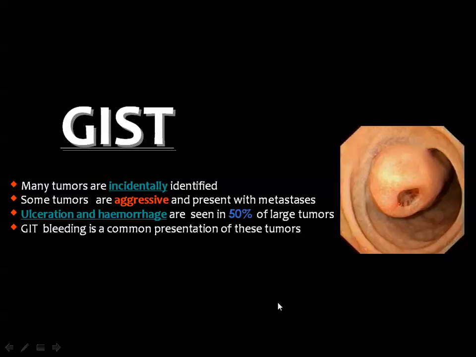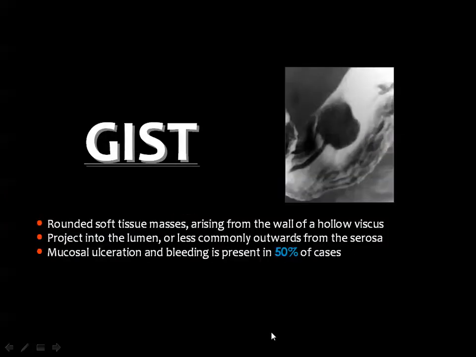GIST is usually incidentally discovered because of its small size and relatively asymptomatic behavior. But if the tumor is relatively large, it will have ulcers, and ulcers will bleed, and these are seen in about 50% of the sizable tumors. GIST will show non-specific appearance on barium studies.